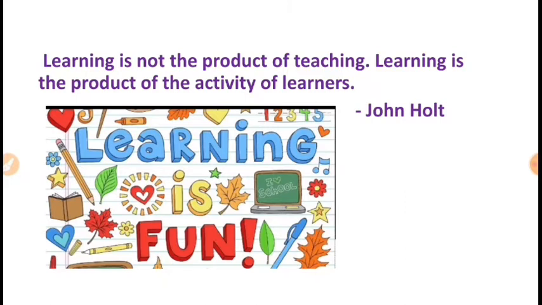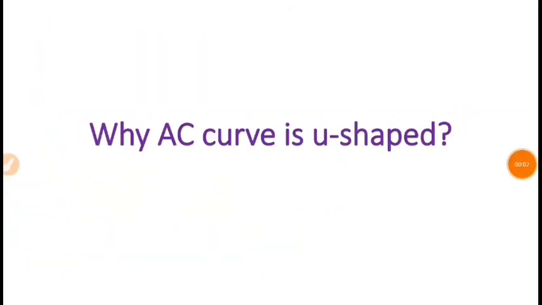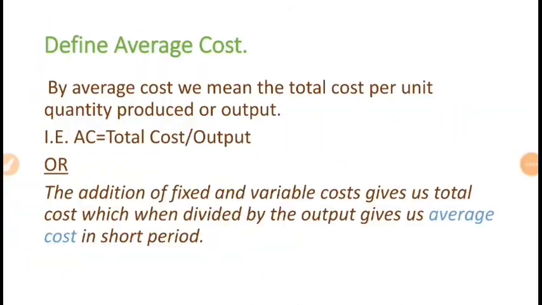In this video we are going to learn about AC curve and why it is U-shaped. So here we go. First of all, let's learn about what is average cost. By average cost we mean the total cost per unit quantity produced or output. The addition of fixed and variable cost gives us total cost, which when divided by the output gives us average cost in short period. The formula to calculate average cost is total cost upon output.